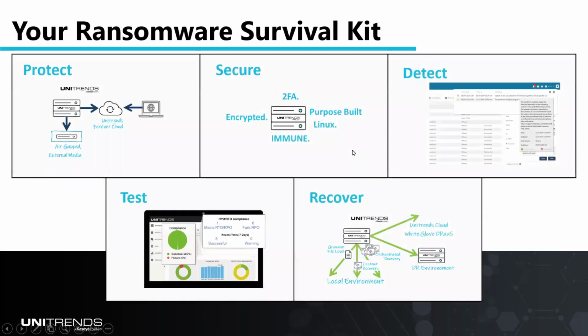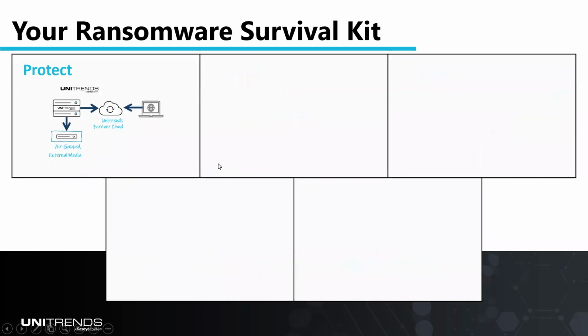When we think about your ransomware survival kit, there's 5 pieces to it. You have to protect your data the right way. You have to use a secure platform. You have to detect your ransomware, test your backups, ultimately so that you can recover. So this is going to focus on how we're going to protect the data the right way, utilizing the Unitrends appliance and the applied methods that are available to us.